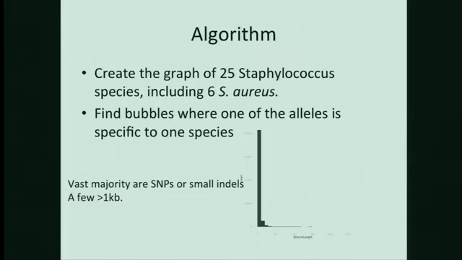So this is the length distribution of the things I find. I mean, you can't see this, but nearly everything is a SNP. But the biggest things go up to about 2.5 kb.